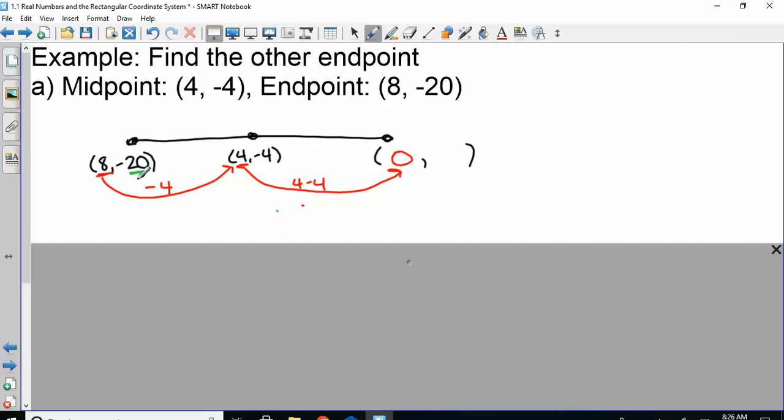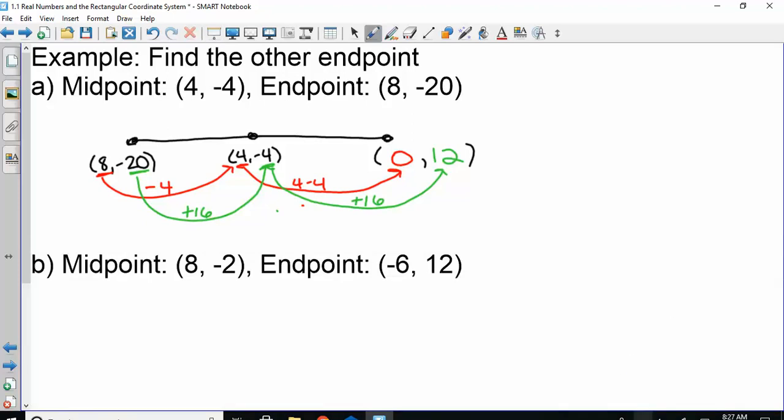Then we look at our y's. This is negative 20. To get to negative 4, what do you do? Add 16. So you're at negative 4 if you add 16. Yeah, that's so much easier. If it makes sense to you, then that's faster for sure. It's just looking for the pattern.